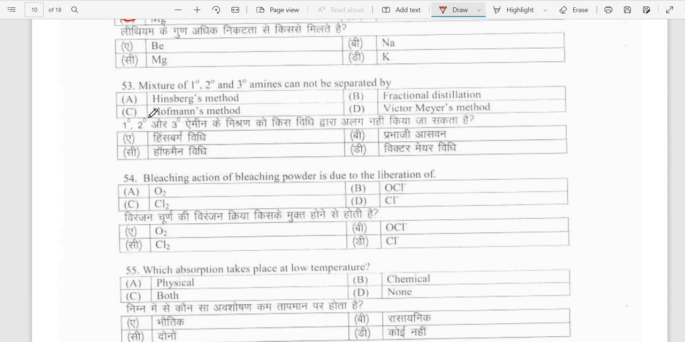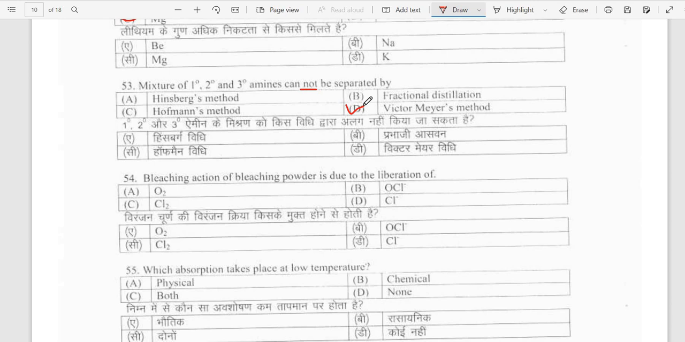A mixture of 1, 2 and 3 degree amines cannot be separated by which method? Hinsberg method, Hofmann method, fractional distillation. Fractional distillation can separate them because of their different boiling points. Hinsberg method is also applicable. Hofmann method is also applicable, and the method which is not applicable is Victor Meyer method. So option D is the correct one.